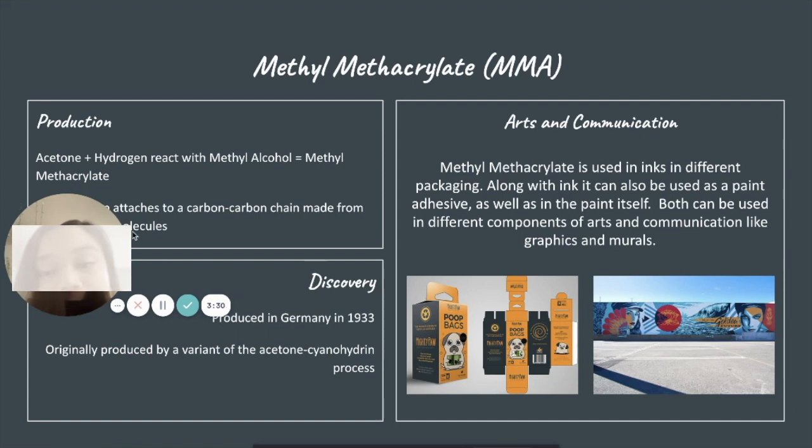In arts and communication, methyl methacrylate is used in inks in different packaging. Along with ink, it can be used as a paint adhesive as well as in the paint itself. Both can be used in different components of arts and communication like graphics and murals. I chose it because in graphic design, you design different promotional products like stickers, magazines, brochures, etc. And arts and communication can be very broad, and so uses that involve paint are very common. The first picture is a manufacturing example, and the second picture is a mural.